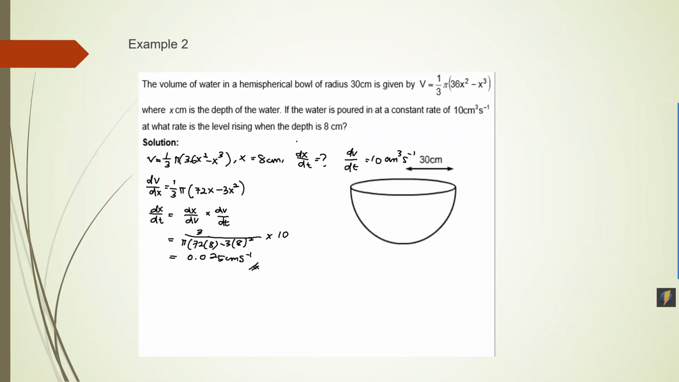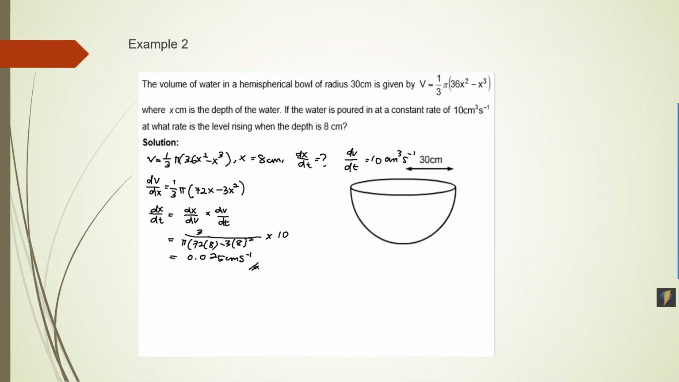Okay, look at example 2. The volume of water in a hemispherical bowl of radius 30 cm is given by V equals 1 over 3 pi times (36x squared minus x cubed), where x cm is the depth of the water. If the water is poured in at a constant rate of 10 cm cubed per second, at what rate is the level rising when the depth is 8 cm?